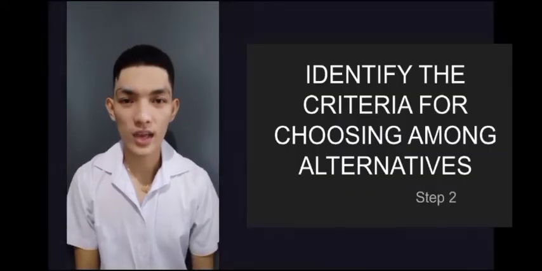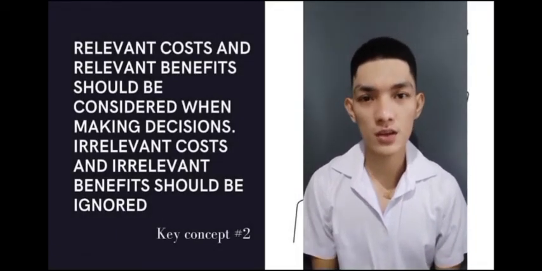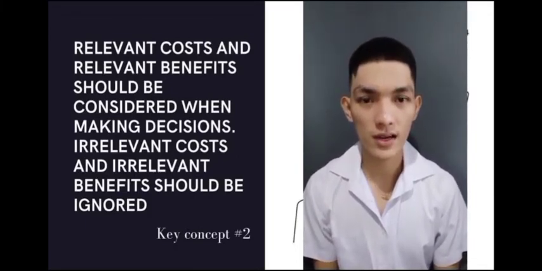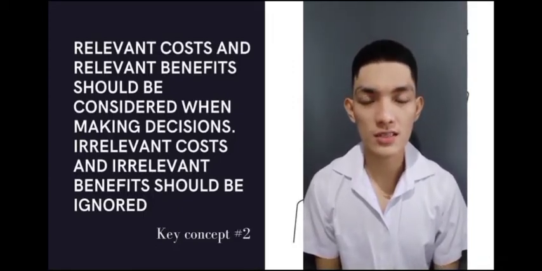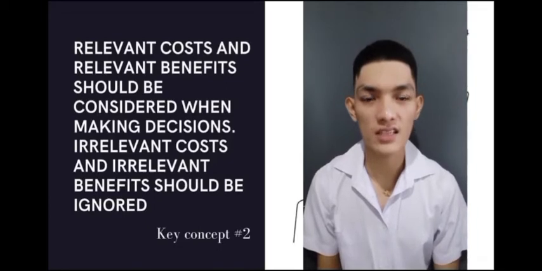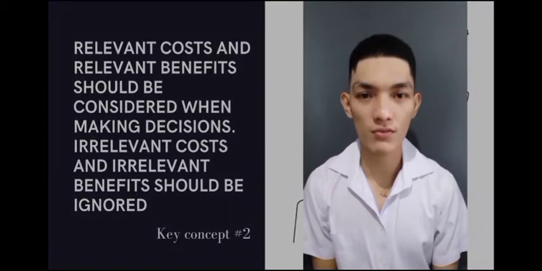In the next slide, we have here the second step, which is identify the criteria for choosing among alternatives. In here, we have relevant costs and relevant benefits. They are the ones being considered when making decisions. We also have the irrelevant costs and irrelevant benefits. They are being ignored. So basically, when making decisions, dapat alam natin kung ano pa yung mga isasali natin o i-keep to make the decisions at kung ano na dapat yung mga ipapasintabi o aalisin natin to save time, to save effort, and to make that decision more efficient.